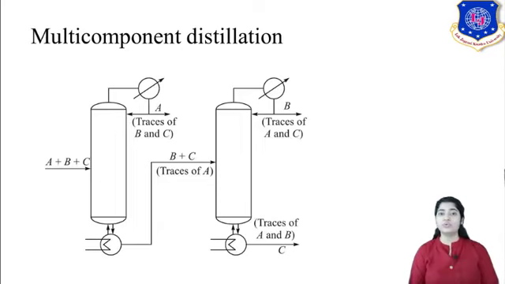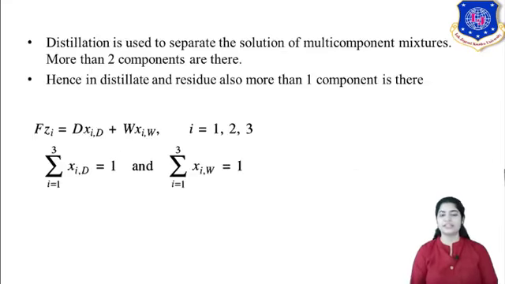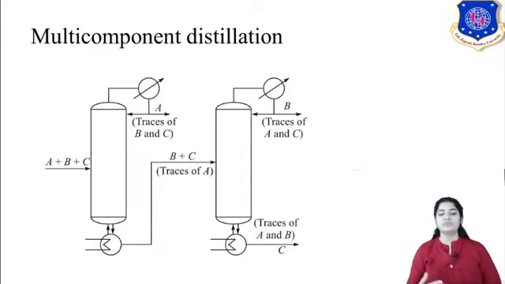When more than 2 components are present and you have to separate them out, you use multi-component distillation. Here you can see that the same procedure is used for the distillation method, but more than 1 component is there. Hence in your distillate you will get more than 1 component, and similarly in the residue you will also have more than 1 component. But the summation of mole fractions is always equal to 1. Here you can see that the feed comprises more than 2 components, and how the sequencing of towers is done.